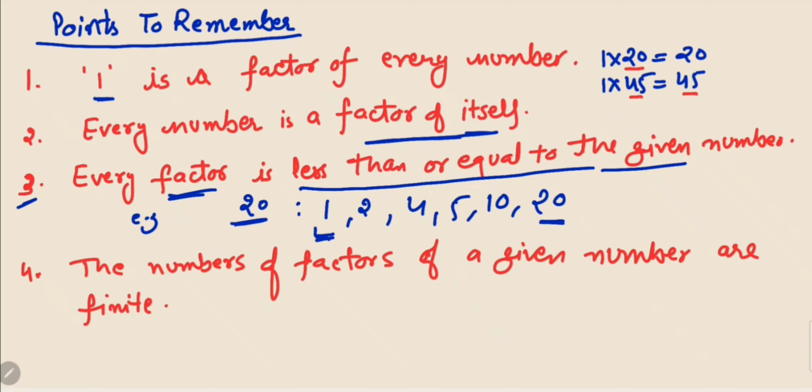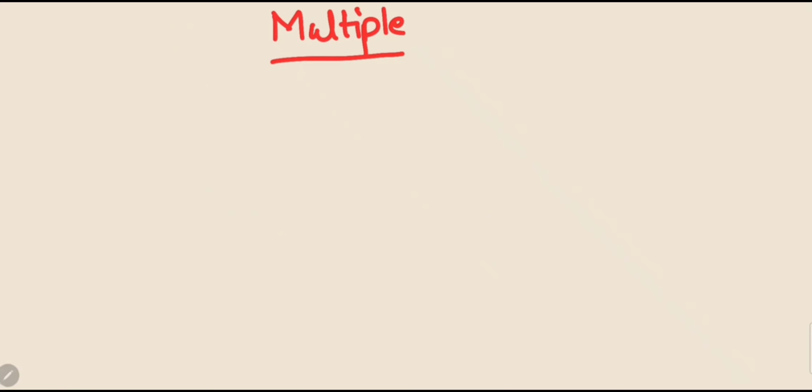The fourth point is the number of factors of a given number is finite, means we can count the number of factors of a given number. For example, the number of factors of 20 are 1, 2, 3, 4, 5, 6. So we can count them. They are finite. Now let's discuss multiples.